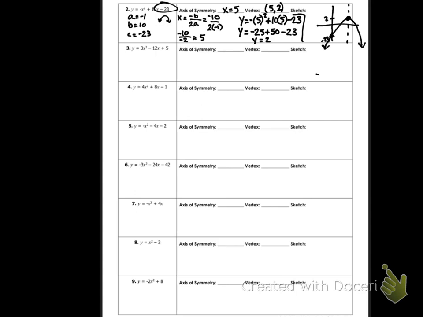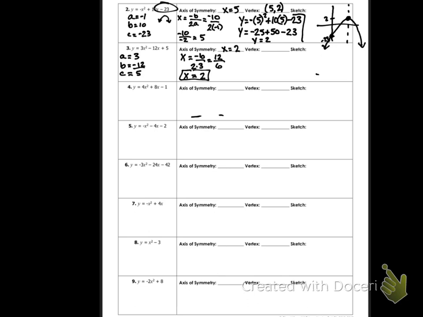Let's move on to number 3 and see how we can do here. a is equal to 3, b is equal to negative 12, and c is equal to 5. Let's find our axis of symmetry. x is equal to negative b over 2a. Well, b already happens to be negative, so when I make this a negative b, that's actually going to turn into a positive 12, over 2 times a, 2 times 3, which is 6. So the axis of symmetry, 12 divided by 6, is at x equals 2.